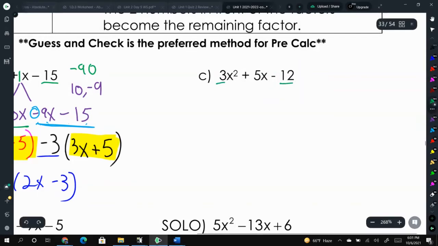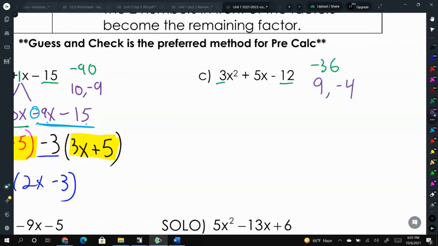So 3 times negative 12 is negative 36. Two numbers that multiply to negative 36 but add to positive 5. That's going to be positive 9 and negative 4. Positive 9 plus negative 4 gives you positive 5. Positive 9 times negative 4 gives you negative 36. So we'll break this up.